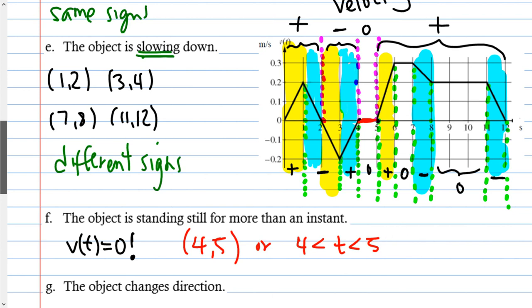Okay, so G says the object changes direction. So the object is going to change direction when velocity changes sign. So basically, it's changing direction whenever it changes from being above the x-axis to below, or vice versa. So if we pay attention to that, that occurs here at t equals 2, and somewhere in here. It was below on the left, and then above on the right.